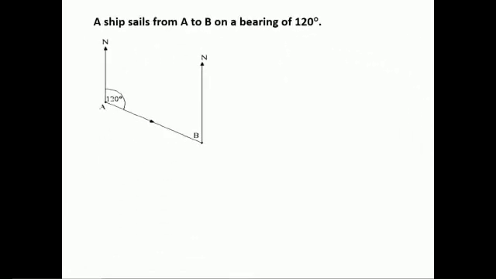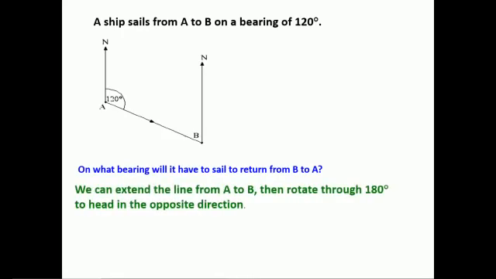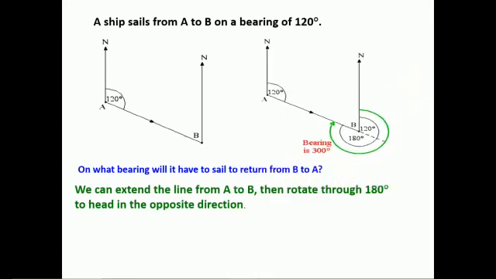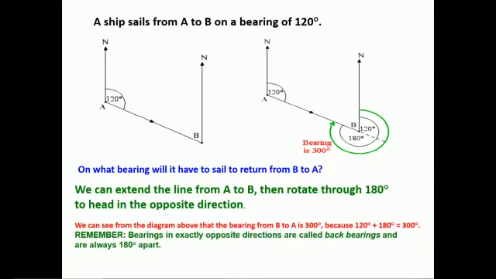The ship is moving from A to B, the bearing is 120. You have to find the bearing when it returns from B to A. Okay, so B to A means you have to rotate 180 and go in the opposite direction. You have to make a line like this. You can see here the green outside clockwise direction, that is the bearing, and 120 is inside. So 120 plus 180 is equal to 300. So 300 is the bearing of the ship when it returns from B to A.